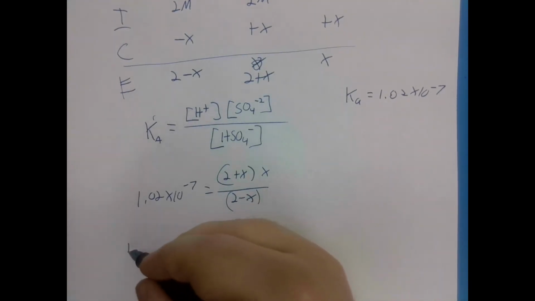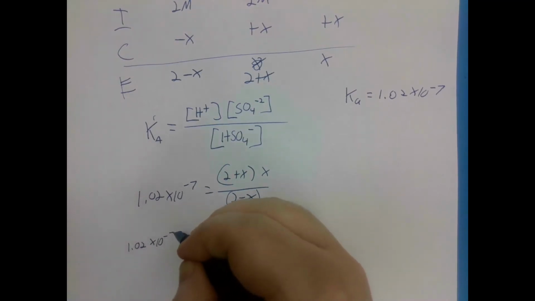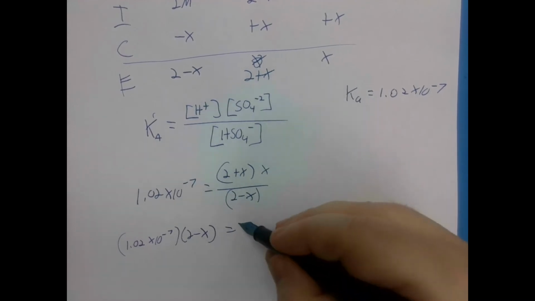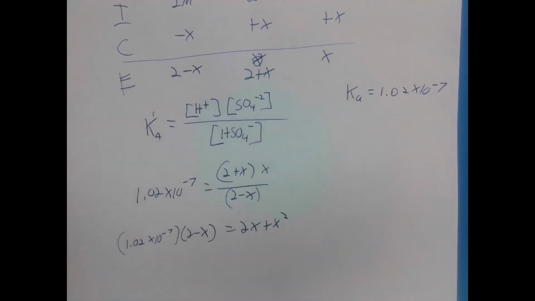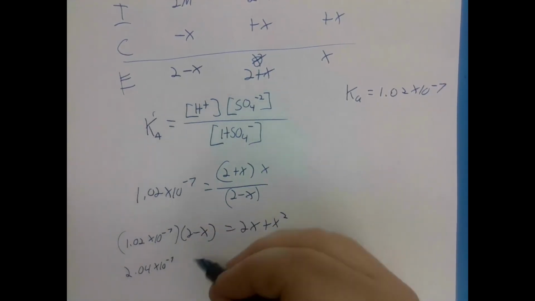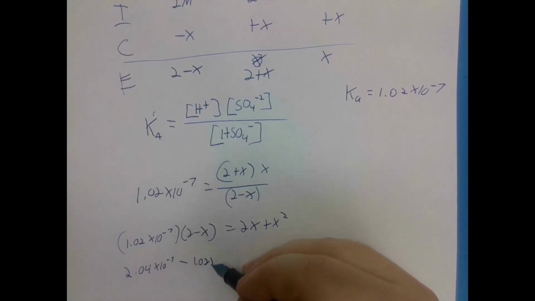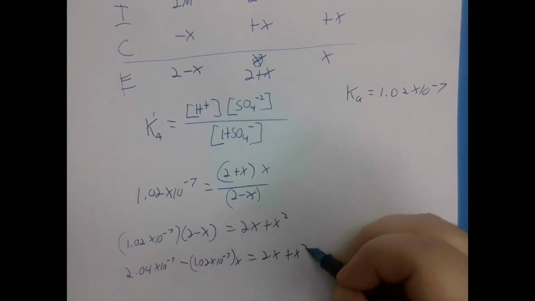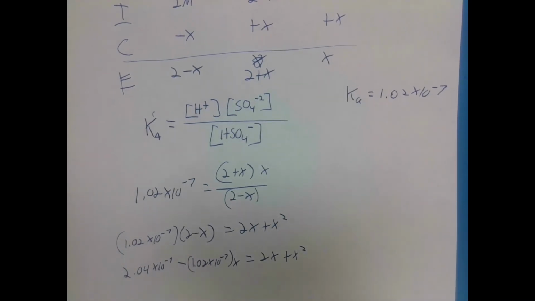So moving this to the other side, we have 1.02 times 10 to the negative 7 times 2 minus x, and that'd be equal, distribute, to 2x plus x squared. So that would be 2.04 times 10 to the negative 7 minus 1.02 times 10 to the negative 7 X is equal to 2x plus x squared. Move that to the same side, do your quadratic formula, which I'll give y'all the quadratic formula too on the bonus problem.